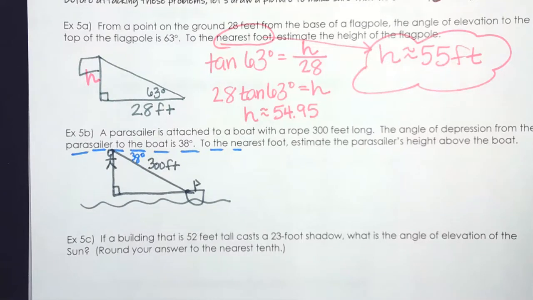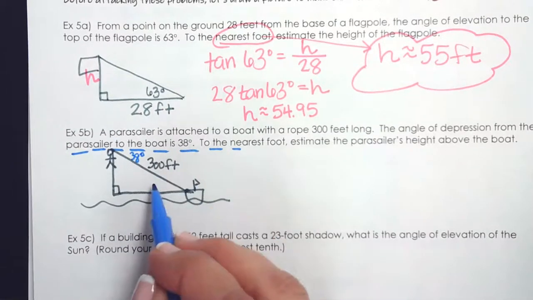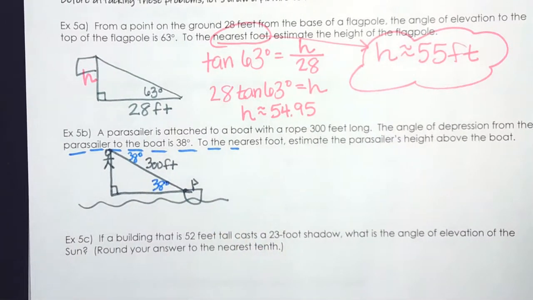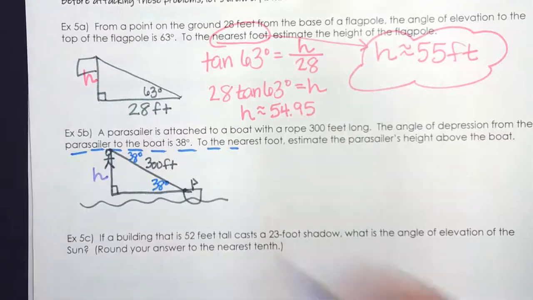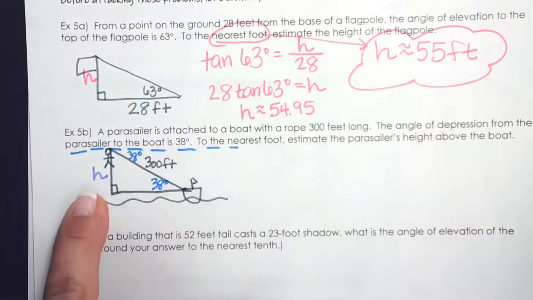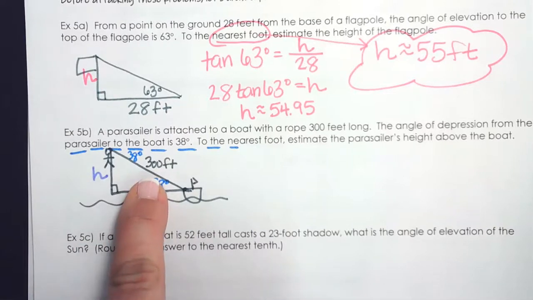Now that being said, if this angle is 38 degrees, then isn't an angle of our triangle 38 degrees? And isn't it this one down here? So we can use the fact that that was the angle of depression to label the angle of elevation, which is really inside the triangle. And then it wants to estimate the parasailer's height above the boat. So the height is going to be, again, this part here. And in relation to 38, h is my opposite, 300 is my hypotenuse.